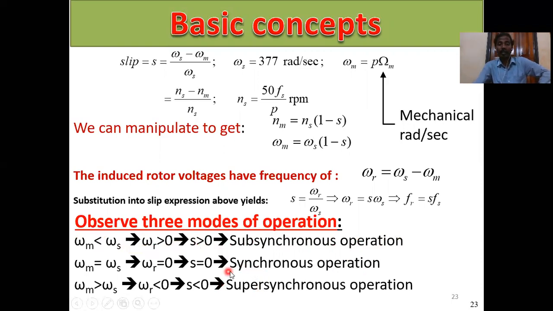Another part, the synchronous mode of operation, is satisfied when omega m equals omega s, or omega r equals 0, or slip s equals 0. Supersynchronous mode of operation is where omega m is greater than omega s, or omega r is less than 0, and slip is less than 0. This is the main section for the DFIG part.